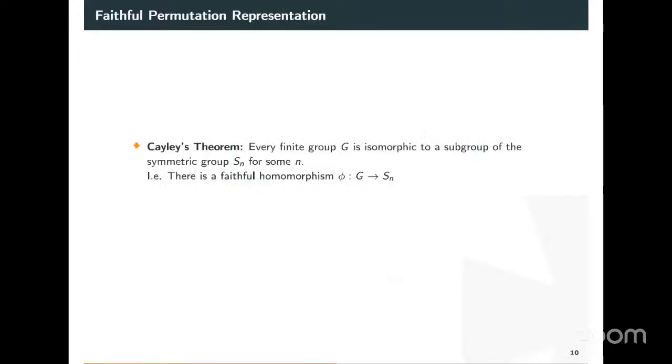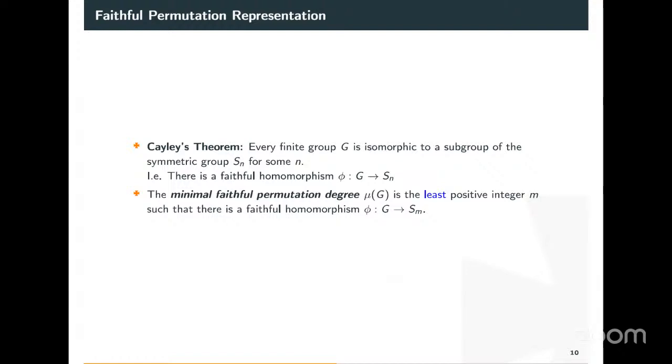Okay, so most of you will know Cayley's theorem, right? It says that we can embed every finite group into some symmetric group S_n for some n. But we can ask, what is the minimum m so that we can embed a given G in S_m? That is known as the minimal faithful permutation degree in the mathematical literature. We denote it by mu(G).